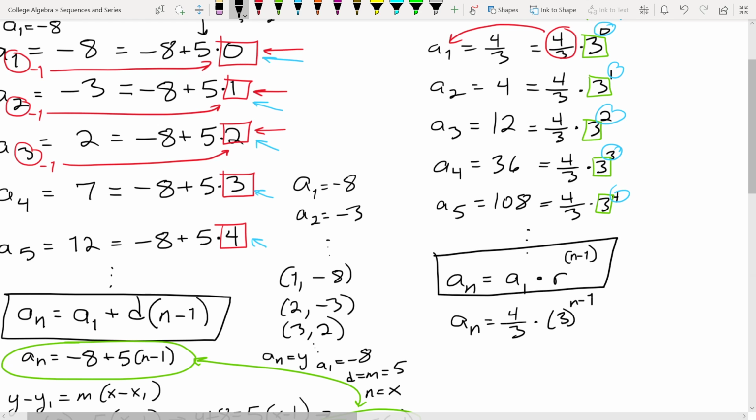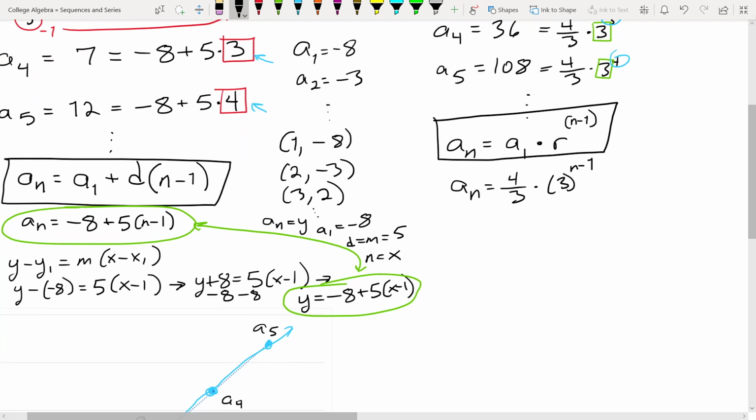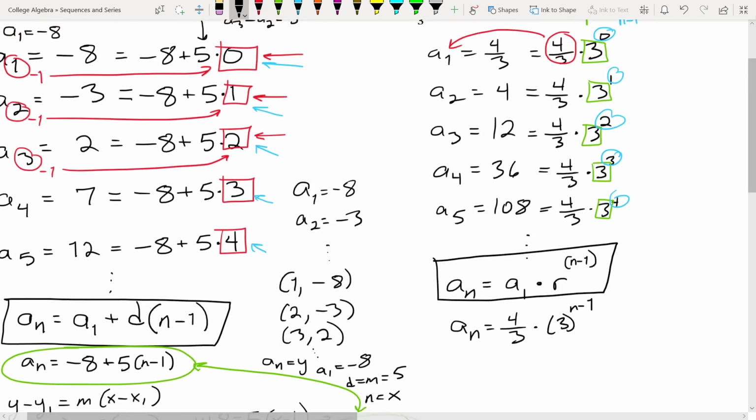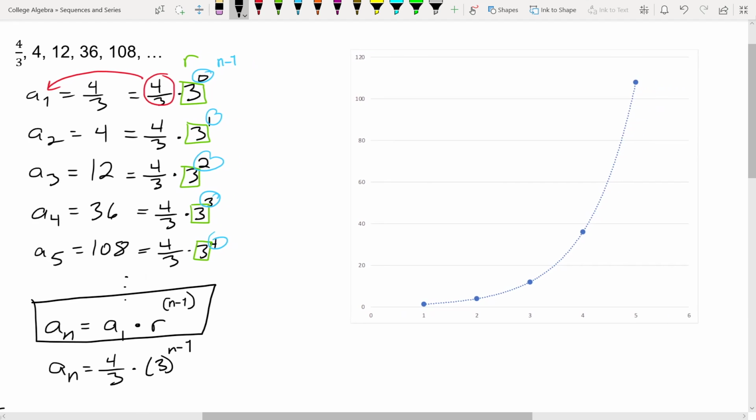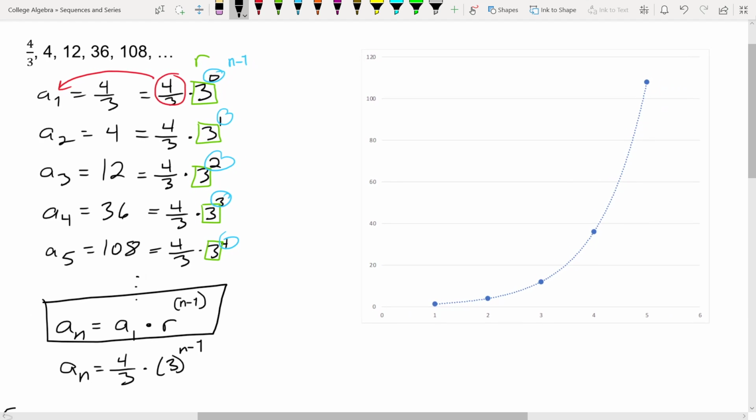And so we can use the same kind of process that we did with the previous one. We can plot these guys out. And what you'll notice is that it follows this exponential growth pattern, which is to be expected because we're multiplying by something each time. And so a geometric sequence is actually similar to an exponential function. It doesn't have every single value in the domain, just the integer values, but it does follow the same trend.